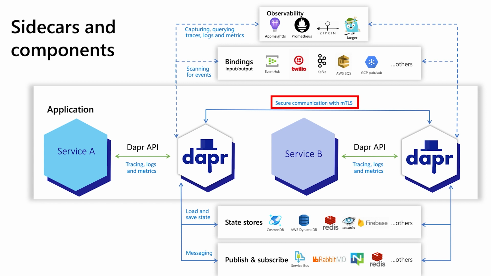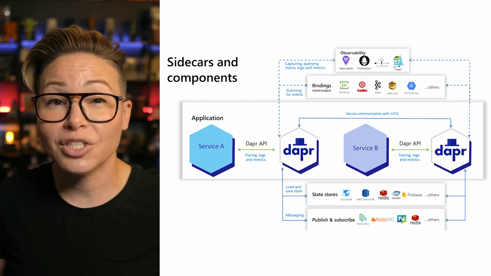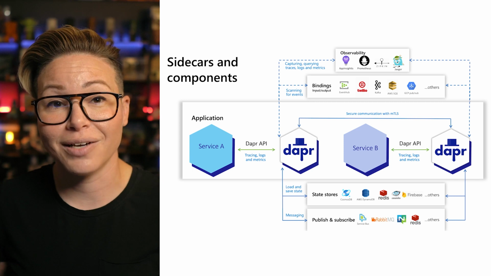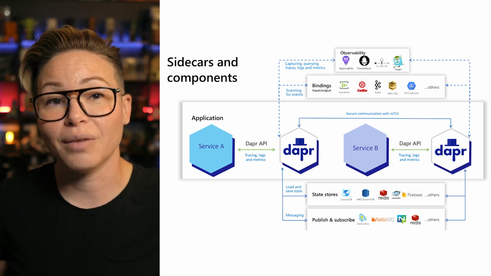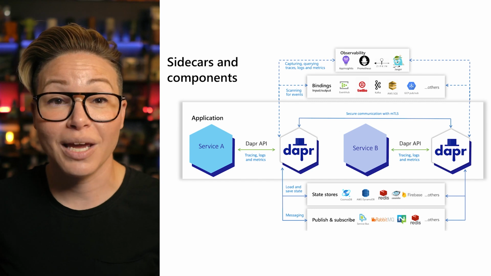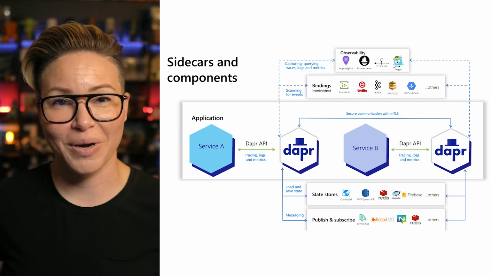Dapr is implemented using the common sidecar pattern, where a second process runs alongside our main process. The main application uses HTTP or gRPC requests to call into the Dapr sidecar to take advantage of the desired building block, and the sidecar instances securely communicate with one another, as we can see here. Now, why is this so important? I'm so glad you asked.